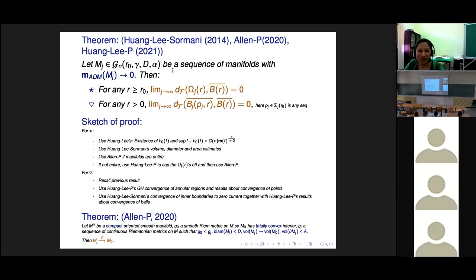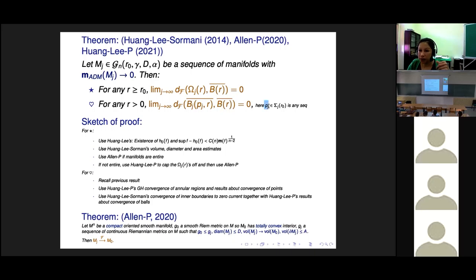Okay, but anyway, so they tried to prove the theorem that I told you, which says, okay, so now we can read it again. It says that within this class, if the ADM mass converges to zero, then you have, and now I can tell you this. These omega j's are the regions of your manifold intersected with this cylinder of radius r. So these regions converge to a ball of radius r, or you can also look at balls in your manifolds, and these are metric balls, and they converge to the Euclidean ball.